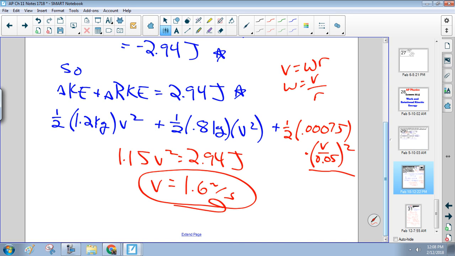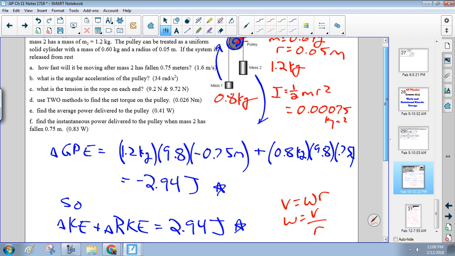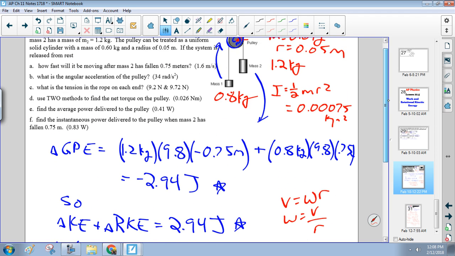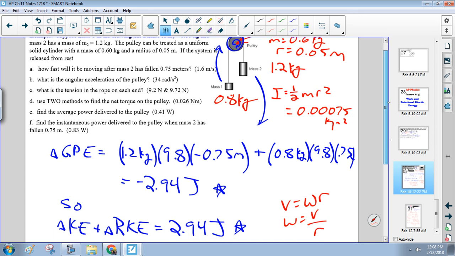So that is that. Now, part B wants the angular acceleration of the pulley. Okay, well, we ought to be able to do that. Let's see. Let's find the linear acceleration of the masses.